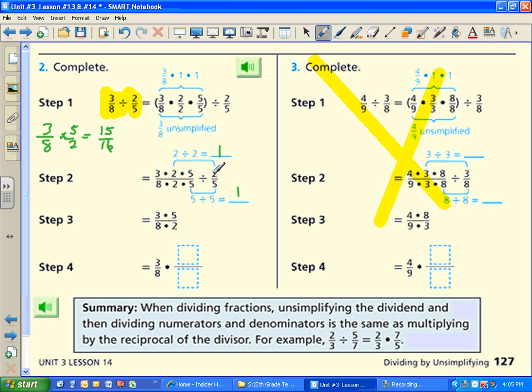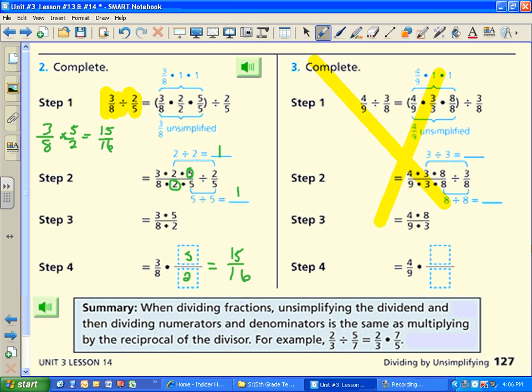Okay, 2 divided by 2 is 1, and 5 divided by 5 is 1. So you end up with this 5 being left and this 2 being left. 3 times 5, 8 times 2. So 3/8 times 5 over 2, and then that would end up with 15 over 16.